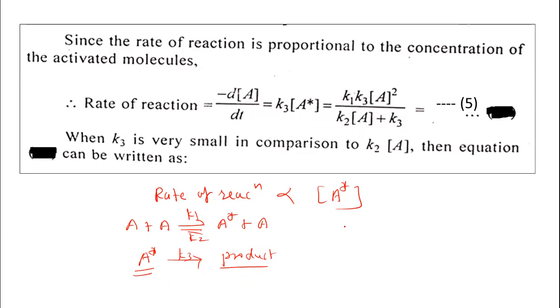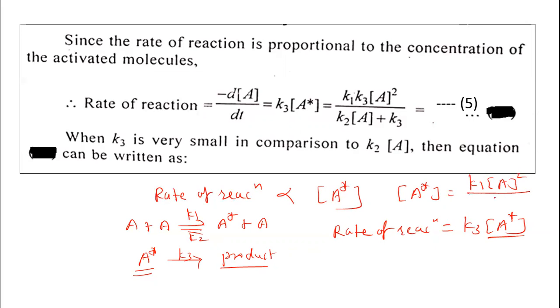So rate of the reaction is directly proportional to the concentration of this. Okay, so we can write here rate of reaction is equal to, so what is the rate constant here? K3 into A star. So we find out the concentration of the A star. What is the concentration of the A star, the activated molecules? It is equal to K1 into A square divided by K2 into A plus K3. So we can substitute here into this reaction.